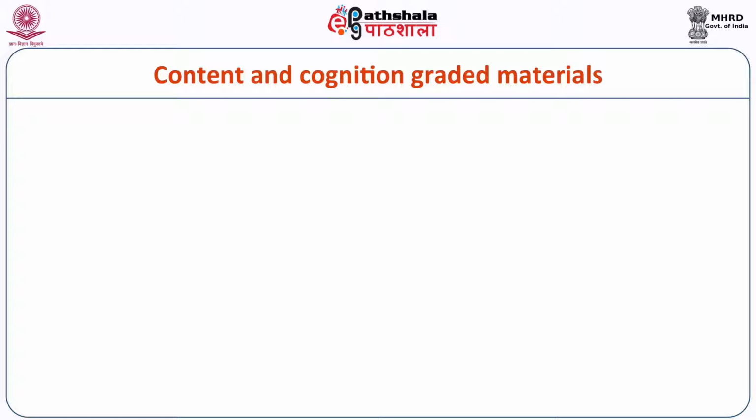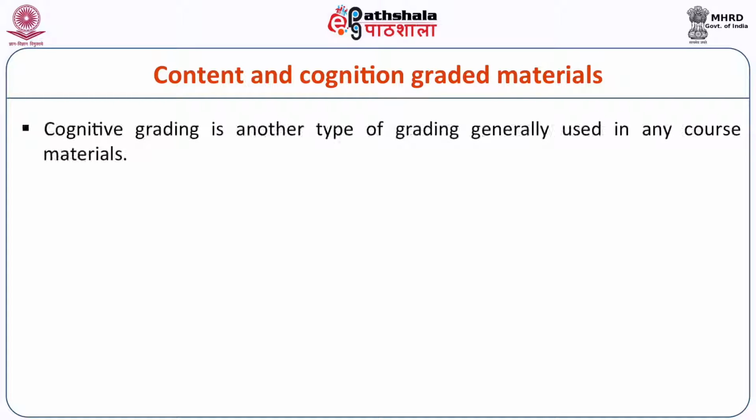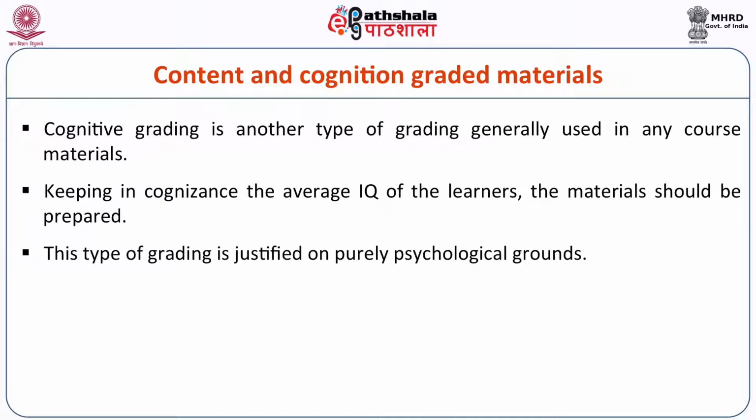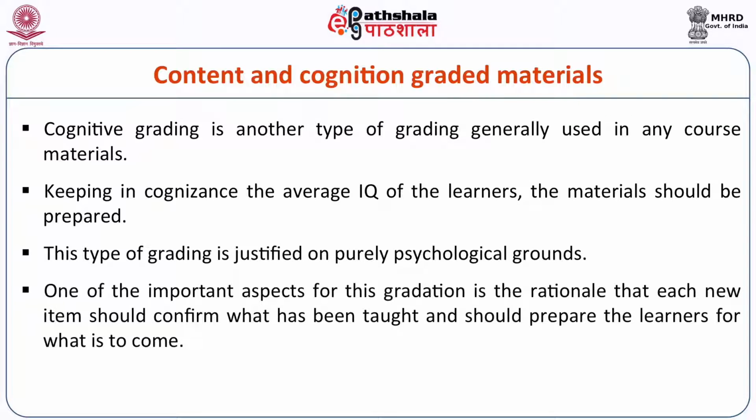Now, content and cognition graded material is also there. Cognitive grading is another type of grading generally used in any course material. Keeping in cognizance the average IQ of the learners, the material should be prepared. This type of grading is justified on purely psychological grounds. One of the important aspects of this gradation is the rationale that each new item should confirm what has been taught and should prepare the learners for what is to come.